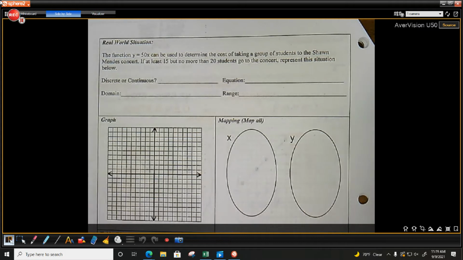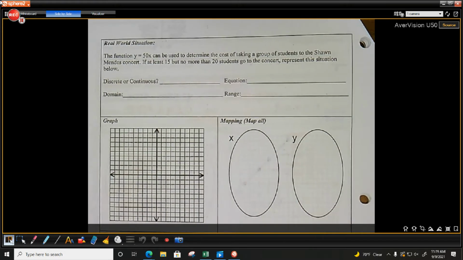So, whenever we're doing our domain and range, the first thing we need to determine is if this is discrete or continuous, because we write our discrete and our continuous domain and range differently. If it's discrete, how do we write our domain and range? List. Thanks, Enzo. We list them. What about if it is continuous? We use inequalities. Very good.